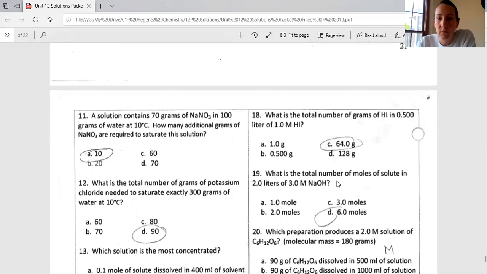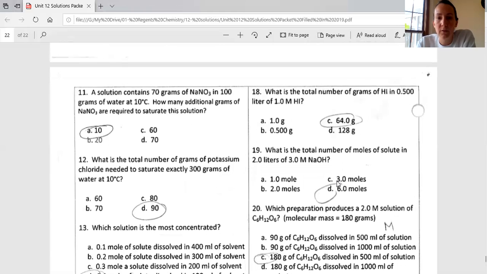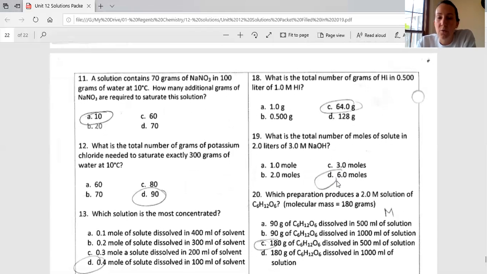19, what is the total number of moles of solute in 2 liters? This is a 1-step. So 3 molar equals X over 2, cross multiply, you get 6. This one is kind of a pain.